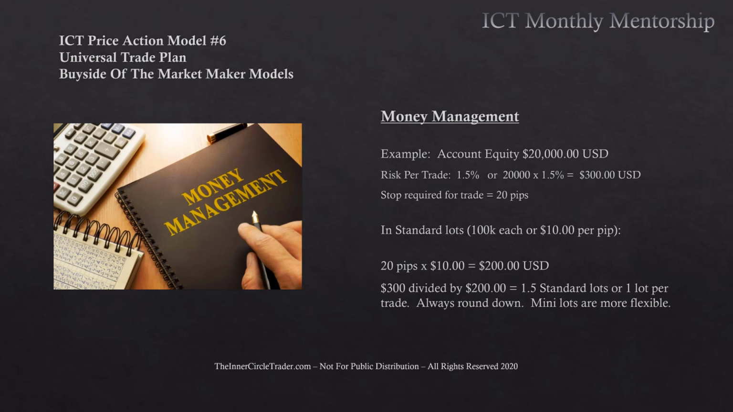And finally, a standard lot would be $100,000 in leverage, or $10 per pip, using a 20 pip stop loss in this trade plan. At $10 per pip would be a risk of $200, and with $300, which would be a maximum of 1.5% of $20,000, it would be $300 divided by $200, and that would be 1.5 standard lots, or in this case, 1 lot per trade, because you can't break a standard lot up. So that's why we like to use minis. Always round down. Mini lots are always more flexible.